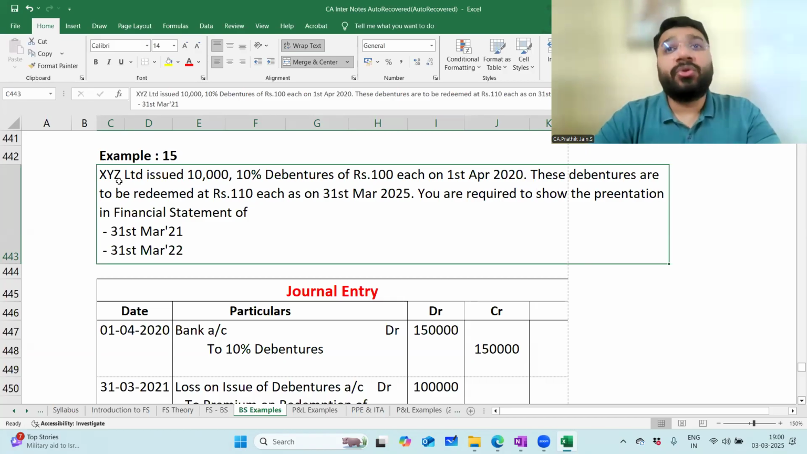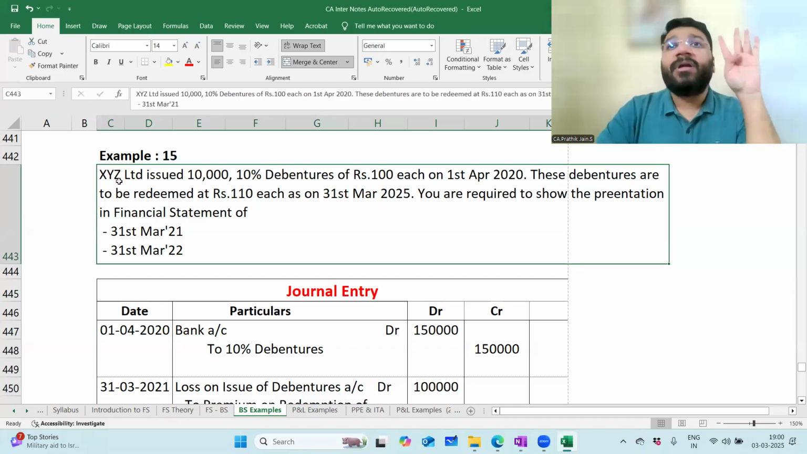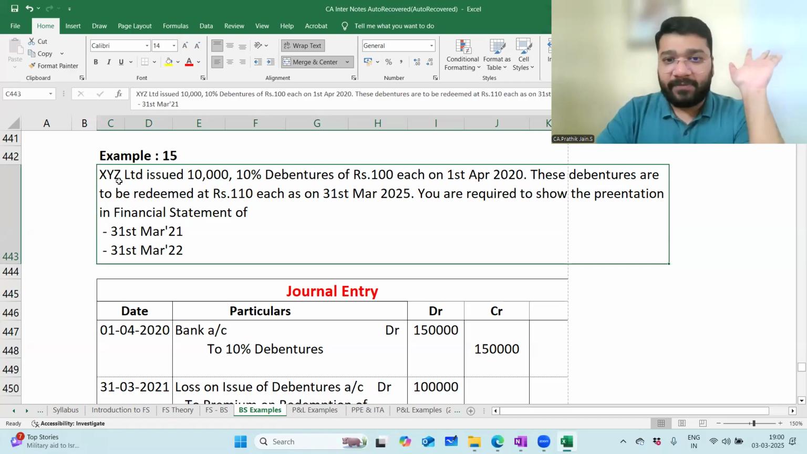So when is the debenture issue? In the financial year 2021. So 2021, 22, 23, 24, 25. How many years? 5 years. So these are debentures for 5 years.